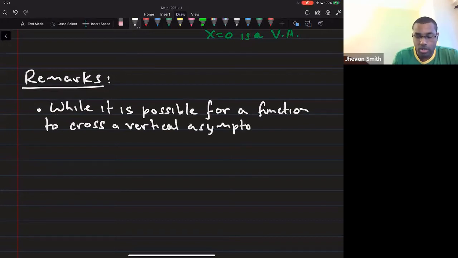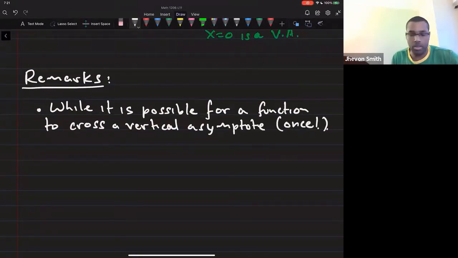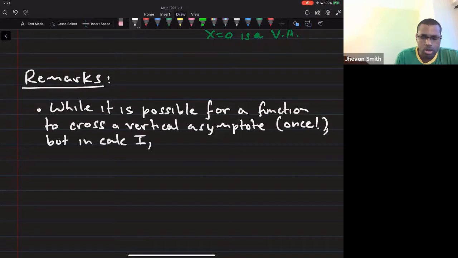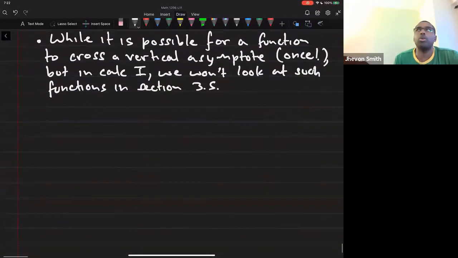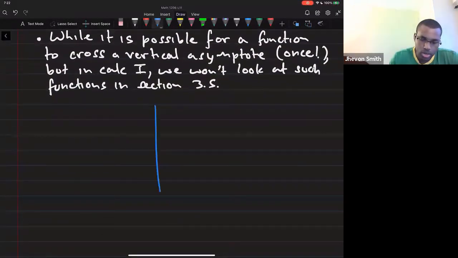If a function does cross a vertical asymptote, it's going to do it once, because if it does it more than once, it'll fail the vertical line test and it's not a function. But in Calc 1, we won't look at such functions. In section 3.5. So something like a piecewise function could do it.